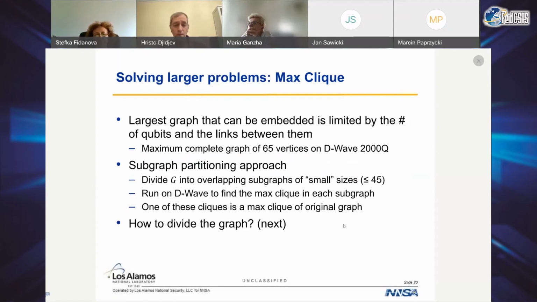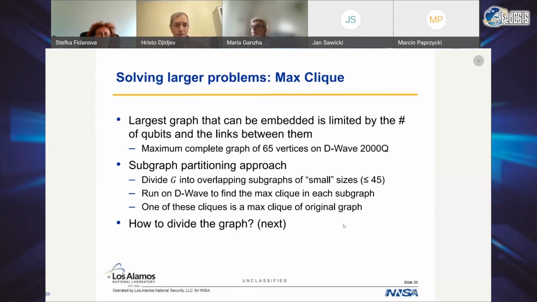Okay, so one issue we want to handle is the size of the problem. On D-Wave 2000Q with 2000 qubits, unfortunately, the largest problem we can solve is the largest size of complete graph we can embed, which is about 65. So we can usually solve problems no larger than 65.